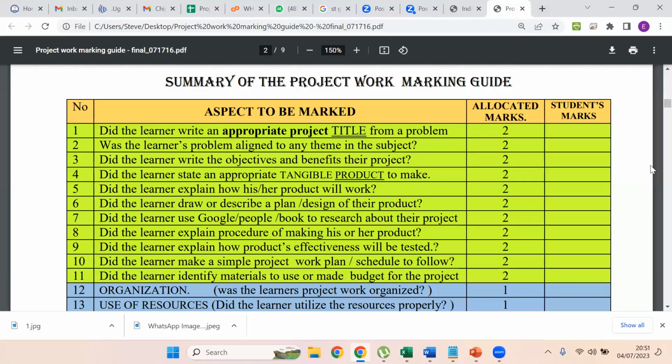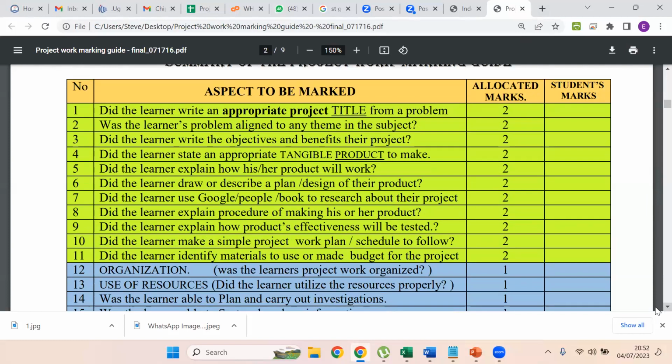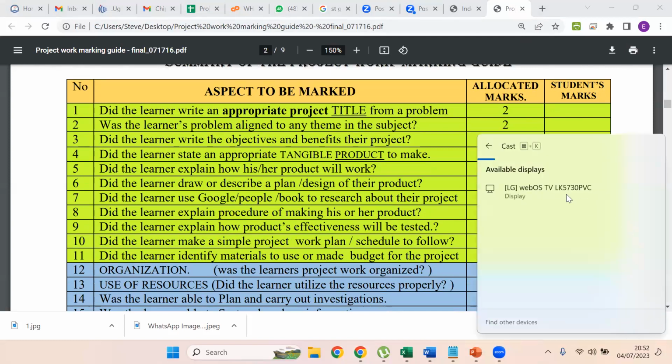Did the learner state an appropriate tangible product? I think from number one up to number 10, we can see that our table sums it up. It's like a marking guide, a summative table. You're summing everything up in one table, and all you have to do is just go on giving two or tick tick to make your work easier. And then when we go to 12, let's slide down to 12. Was the learner's project work organized?